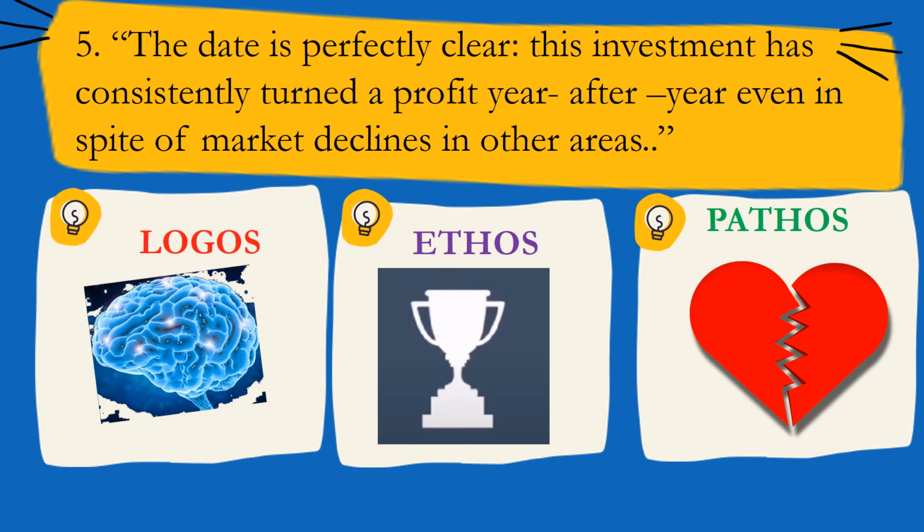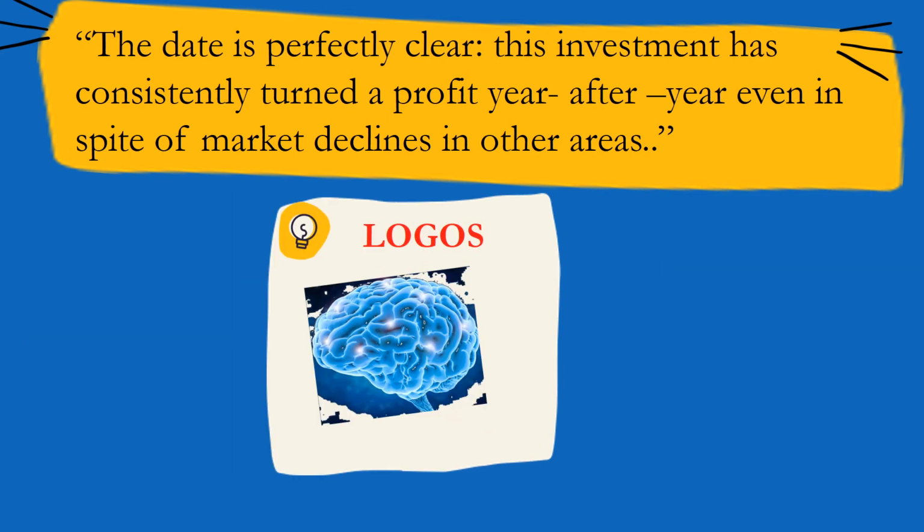Number 5. The data is perfectly clear. This investment has consistently turned a profit year after year, even in spite of market declines in other areas. Logos, ethos, pathos? And your answer is logos. That's correct.